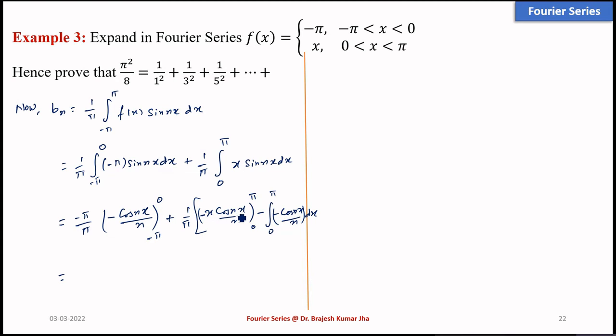What is the value of cos n pi? Okay, so this can be written here as minus, minus, plus, so it is 1 by n. Once we put in 0, cos 0 is 1, minus cos n pi.